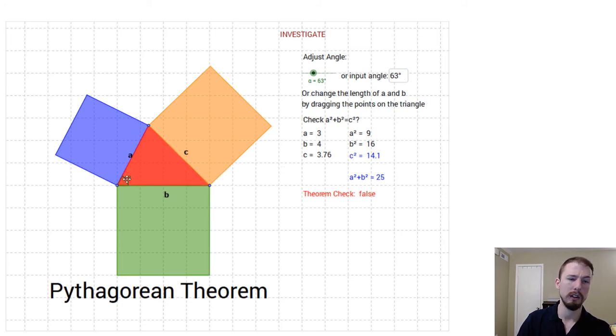So what happens if it's an acute triangle? Well, now the C shrunk, right? The A and the B essentially stayed the same, but the C is now shrunk. The C is now 3.75 instead of 5, so the C squared is no longer equal to the A squared plus the B squared.